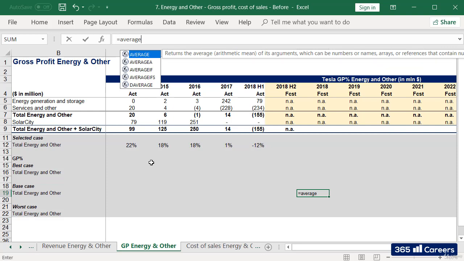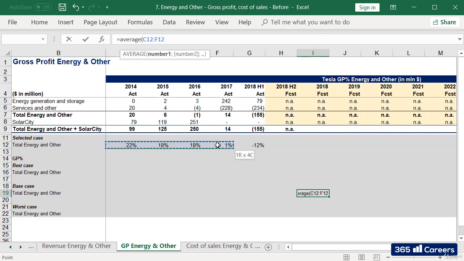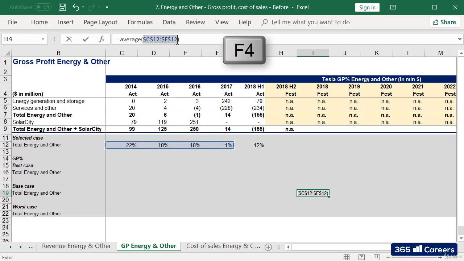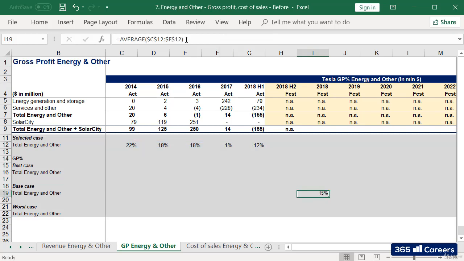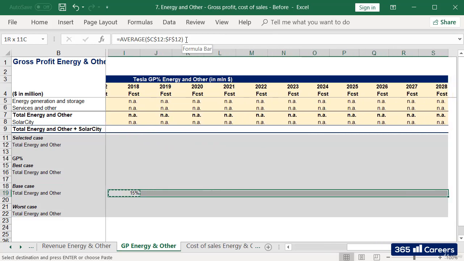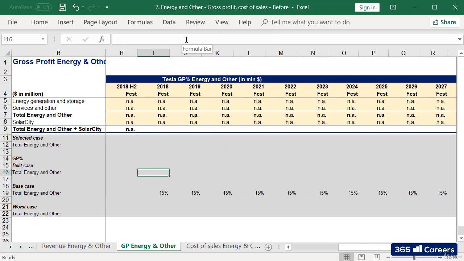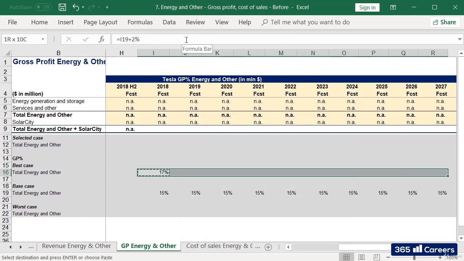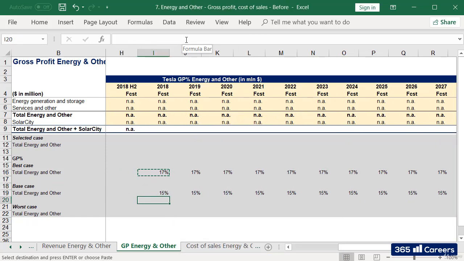Let's calculate the average percentage of gross profit for the years between 2014 and 2017. Okay, I'll fix cell references, and this will be the base case. In accordance with what we usually do, I'll add plus 2% in the best case scenario, and we'll subtract 2% from the worst case scenario.